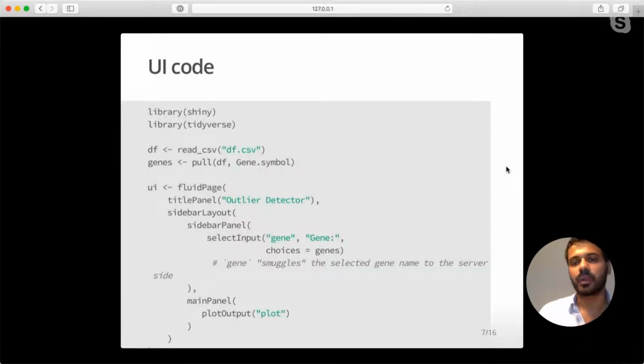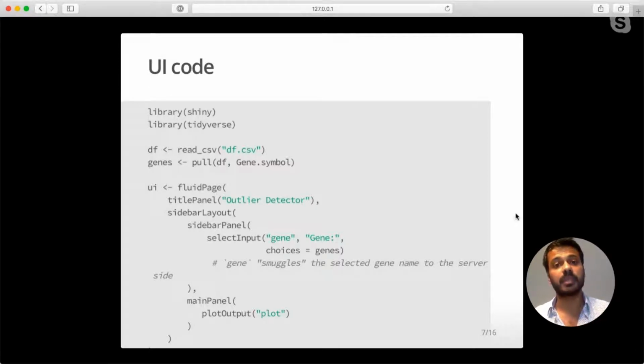So let's look at the code. I mentioned that a typical Shiny app consists of three components: a UI or user interface component, a server component, and a function that launches the app. Now, all of this code can be put in just one R document. We can call it app.R. And that's typically what I do.